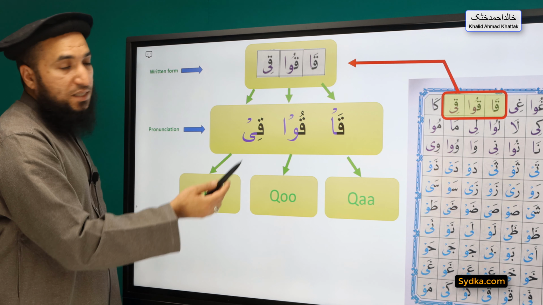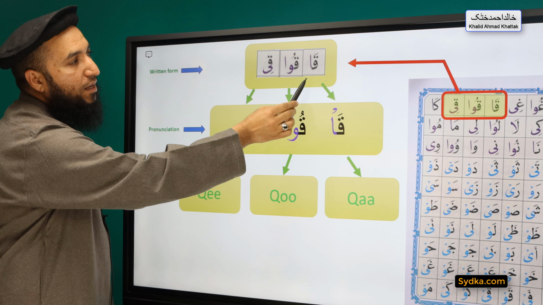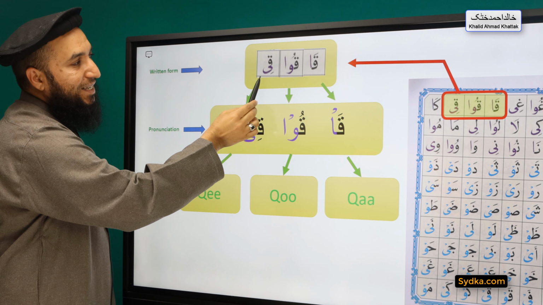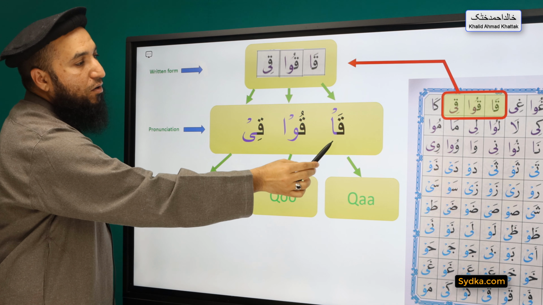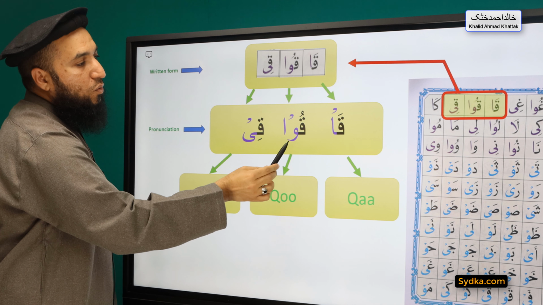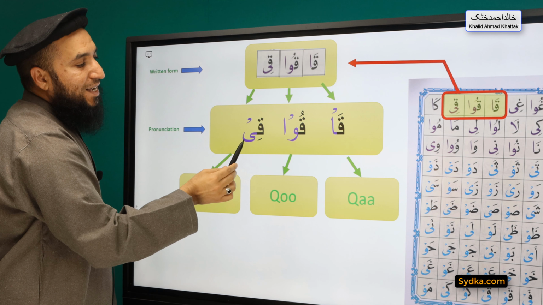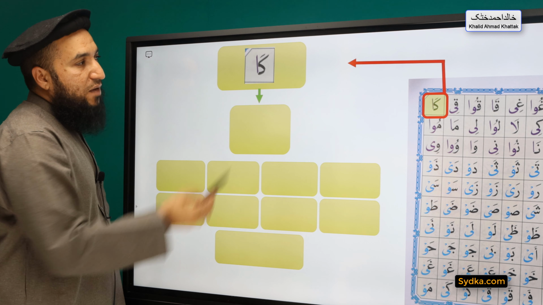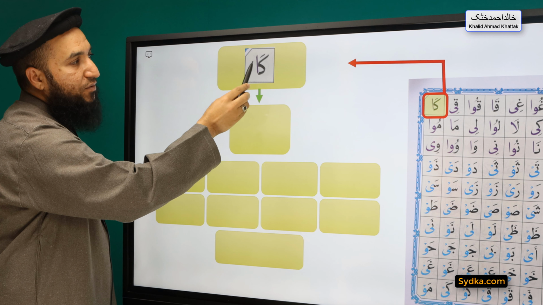So now we have all 3 syllables. Qa, qu, qi, qa, qu, qi.